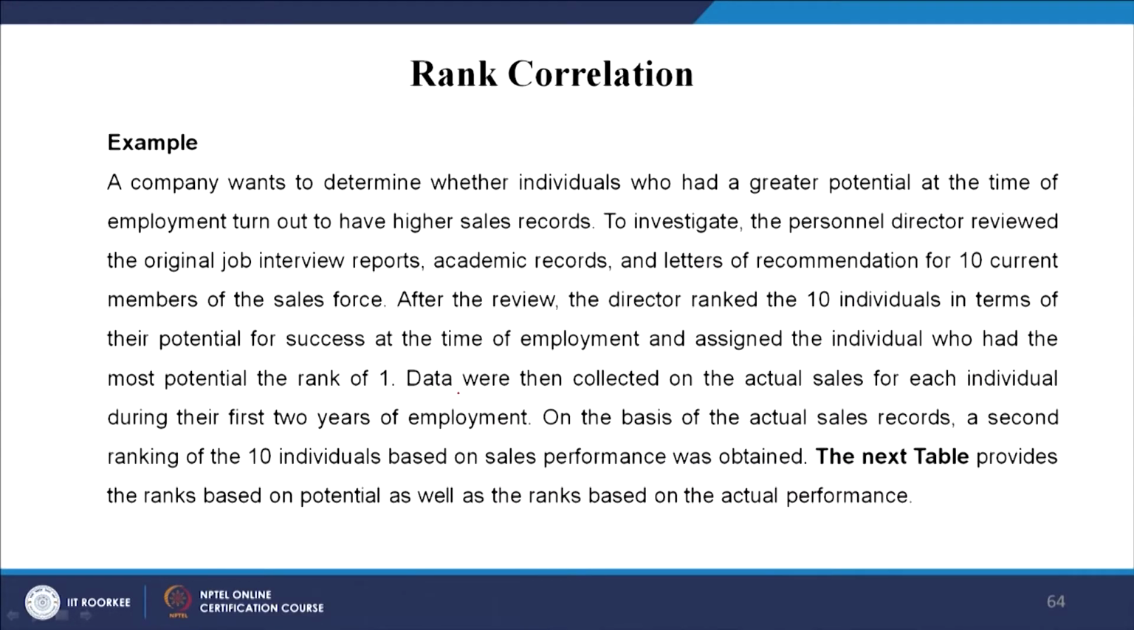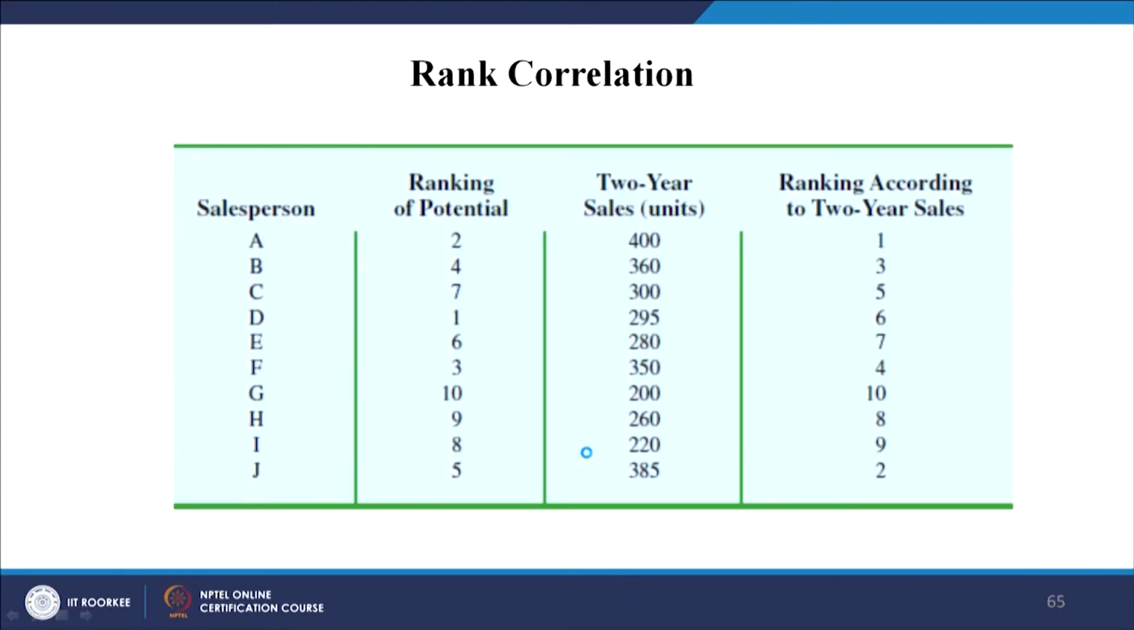Then these 10 people's data was collected on the actual sales that they have made. The sales record has been collected for the first 2 years of employment. On the basis of the actual sales record, a second ranking has been done on the basis of sales performance. So, let us see the next table. So, these are salespeople A, B, C, D, E, F, G, H, I, J.